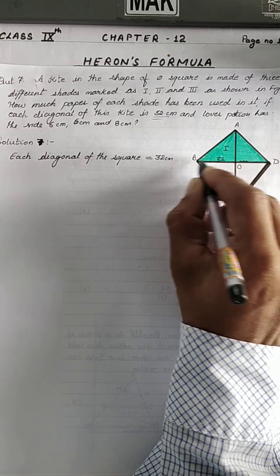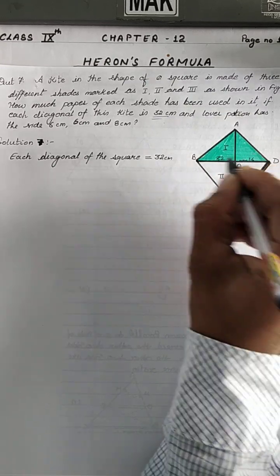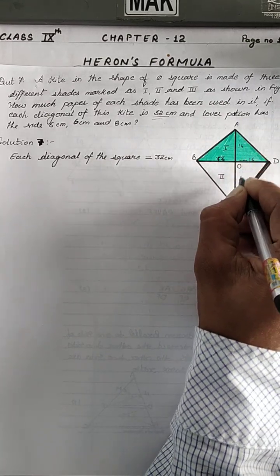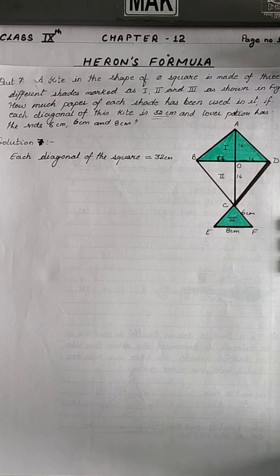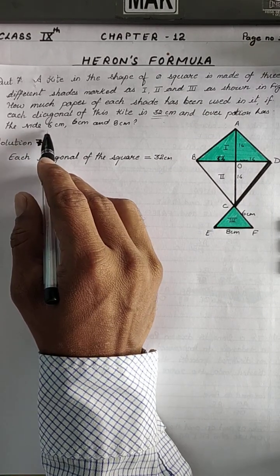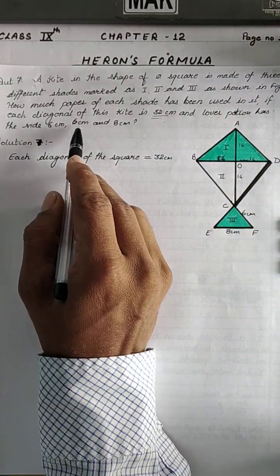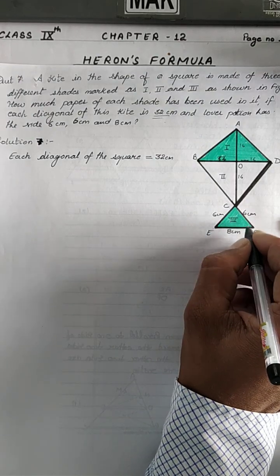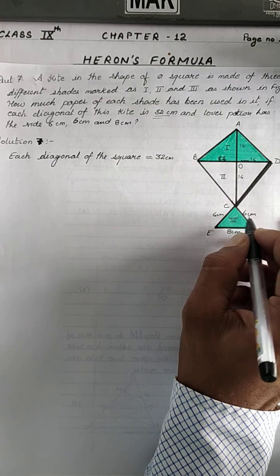So if the complete diagonal is 32, obviously 16 will be here and 16 here. This other diagonal is also the same, so we will get 16 here and 16 here, but we will find that in the solution also. And the third part, which is the tail of the kite, has sides 6, 6 and 8, that means 6 centimeter, 6 centimeter and 8 centimeter. This is an isosceles triangle whose 2 sides are equal.